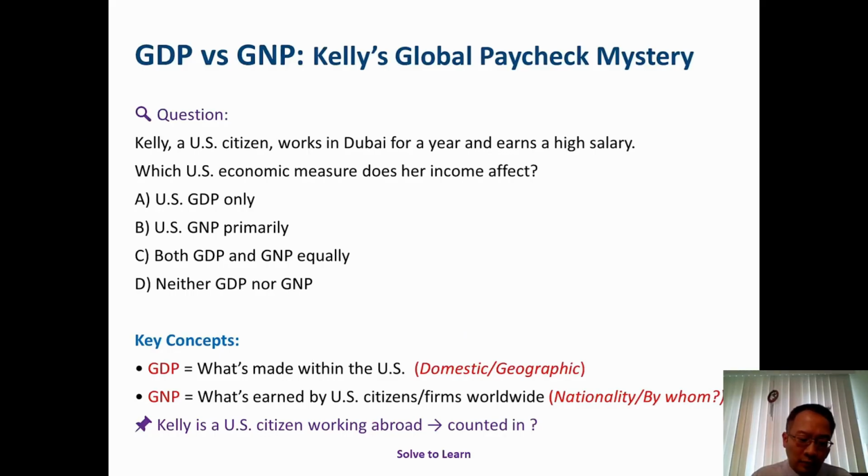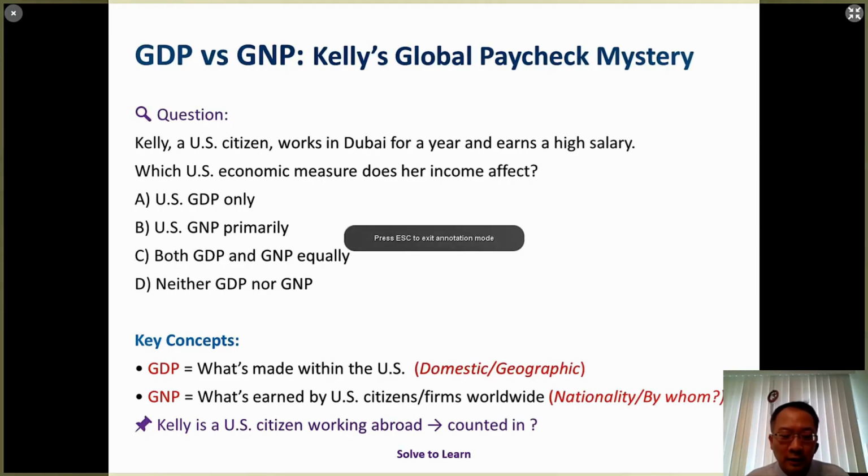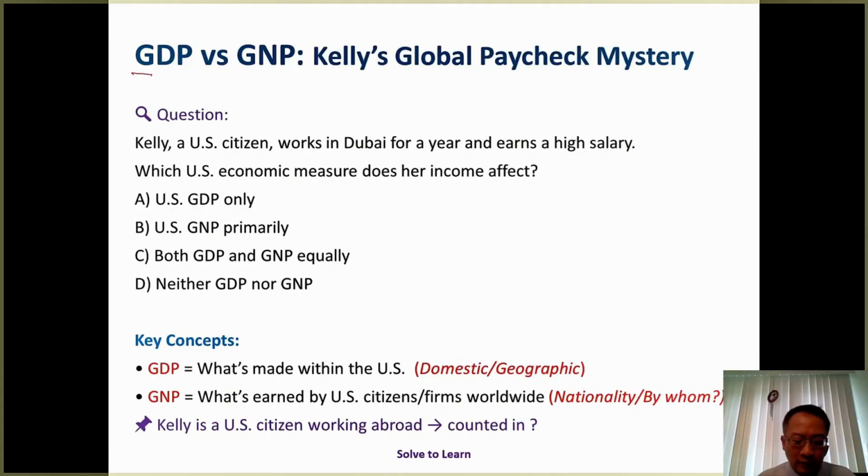Some of the most fundamental concepts in economics are GDP and GNP. D stands for domestic, G stands for growth. So GDP is growth domestic product, and GNP is growth national product. So please pay special attention to the D and the N.